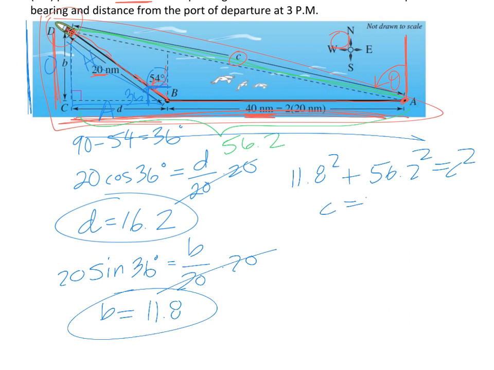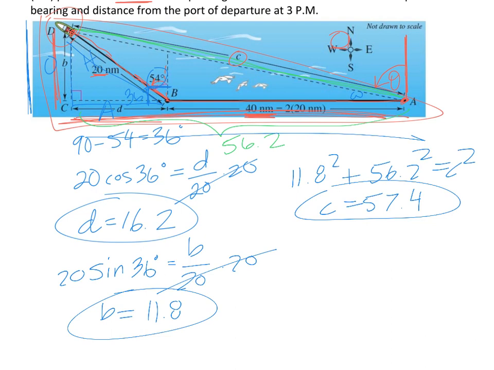C is going to be 57.4. Okay, cool. That's a very important piece of information. Now I have to figure out how to get the bearing. I'm going to figure out this angle first. Let's call this omega.